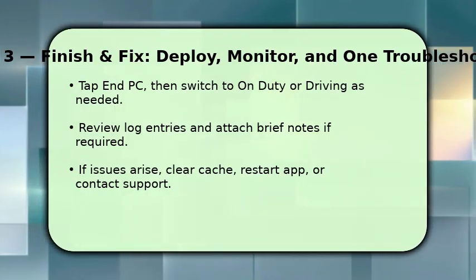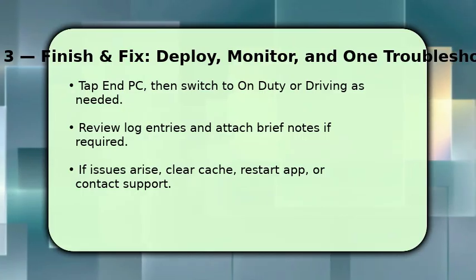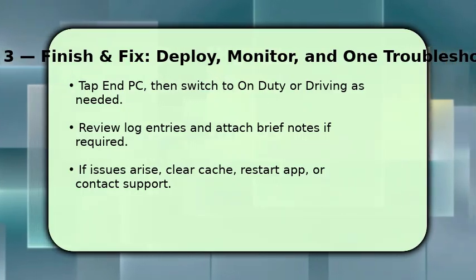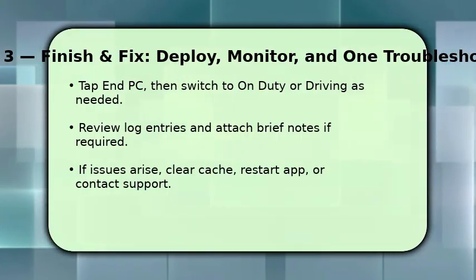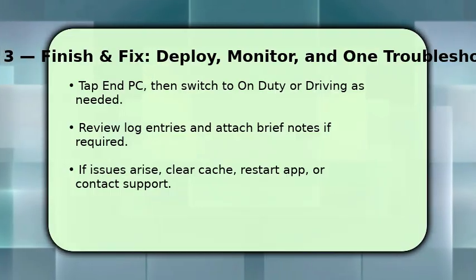If the app didn't record correctly, clear the app cache, restart the device, and recheck GPS. If problems persist, contact your fleet administrator or Omnitracs support for a data review.